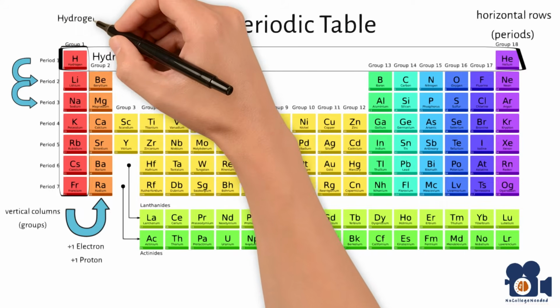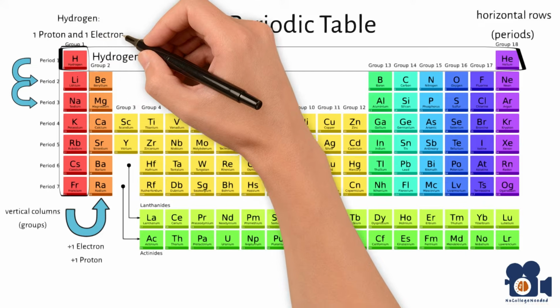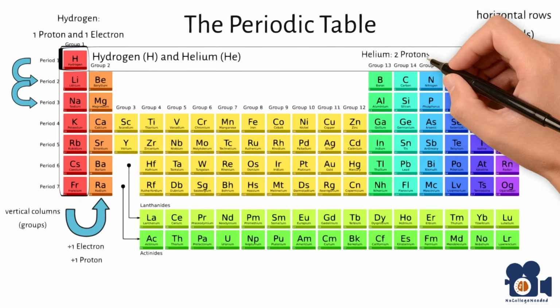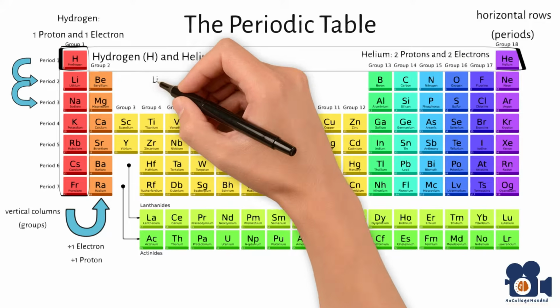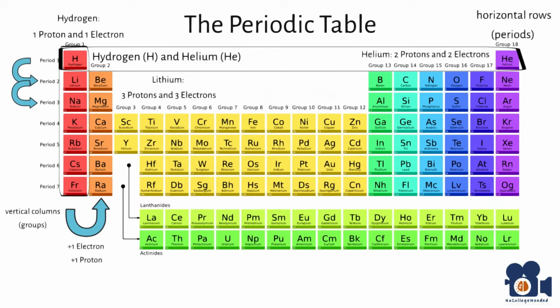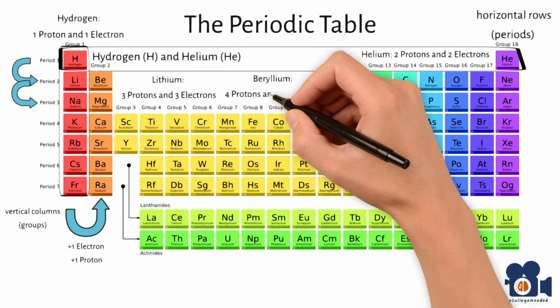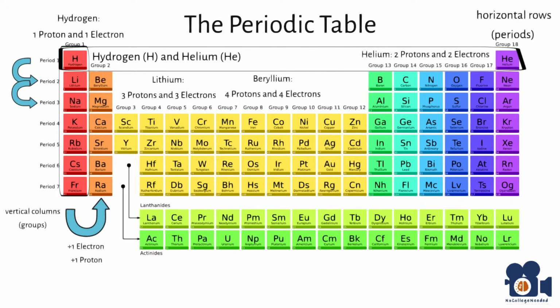For example, hydrogen has 1 proton and electron, while helium has 2 protons and electrons. Lithium has 3 protons and electrons. Beryllium has 4 protons and electrons. Then magnesium has 12 protons and electrons.